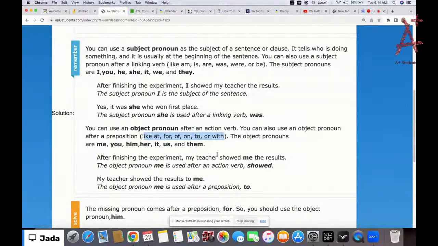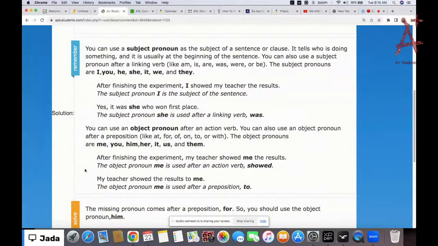Now these are examples of the object pronoun. We have me, you, him, her, it, us, and them. So it's like the opposite of the subject pronoun. I hope that you guys understand the difference. Like I said, these are the object pronouns, and they are used after an action verb, or they can be used after a preposition. So you can get an object pronoun after an action verb or after a preposition.